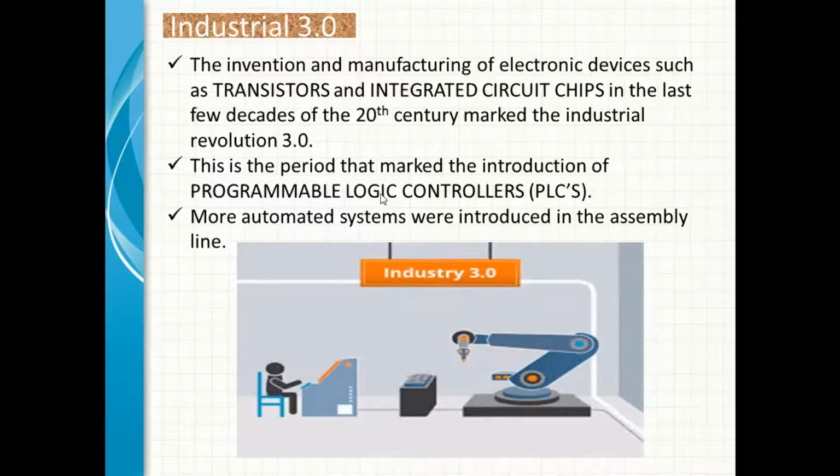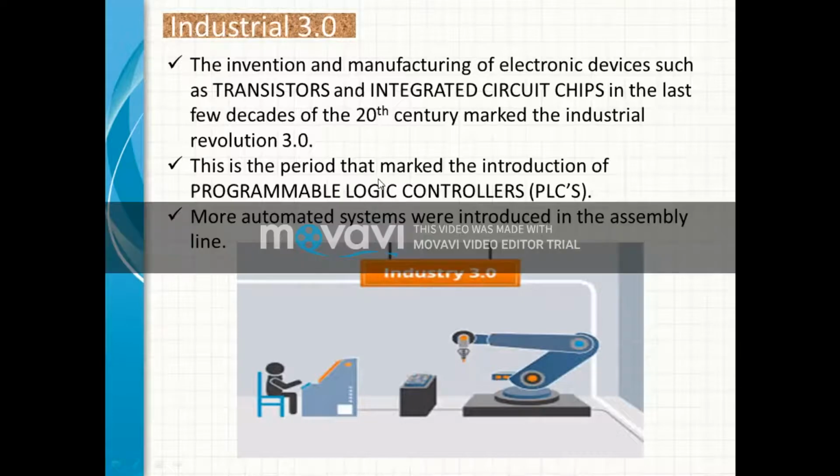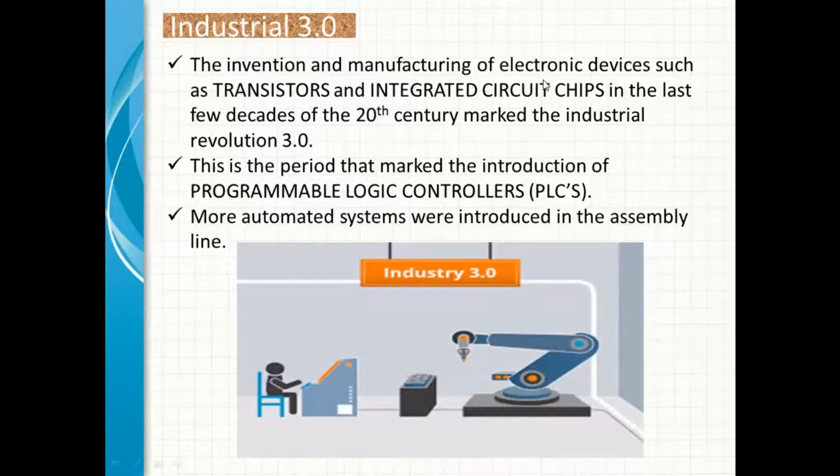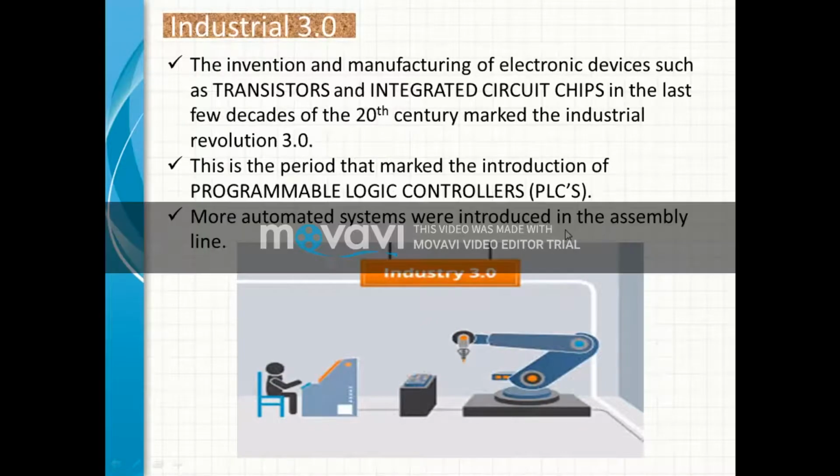So the programmable logic controllers were also introduced during this period, and there were also robots and many cutting-edge tools introduced. Industrial 3.0 started approximately after 1960. That is what the data shows. It started after 1960. So that is when PCs, industrial computers, and all those electronic devices were majorly concentrated and manufactured.